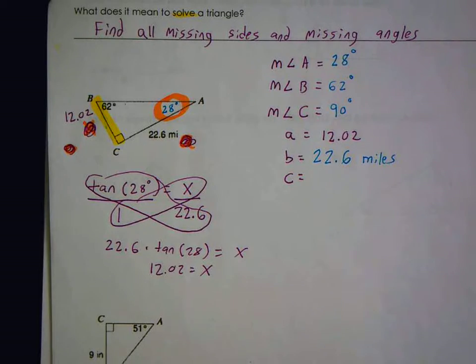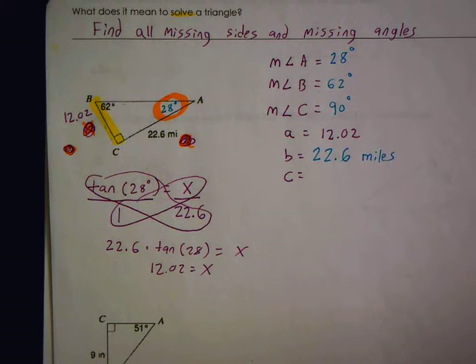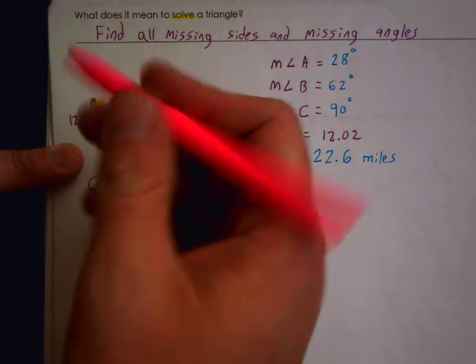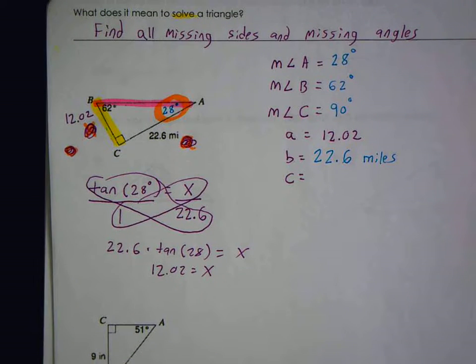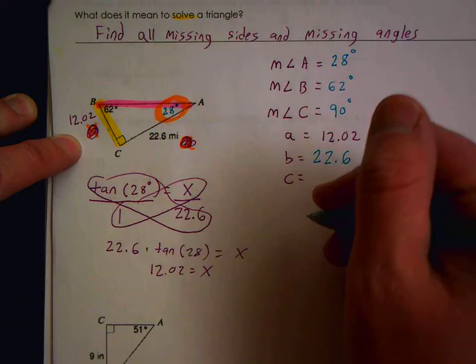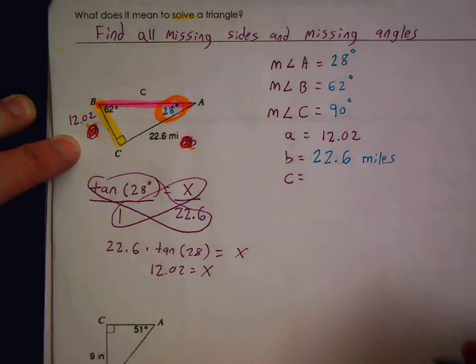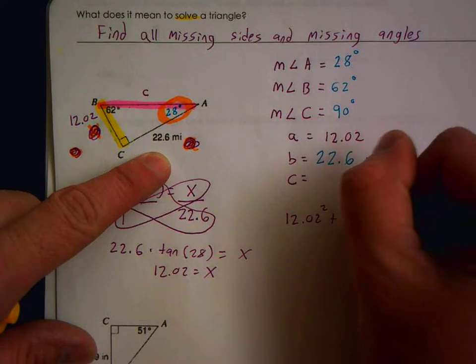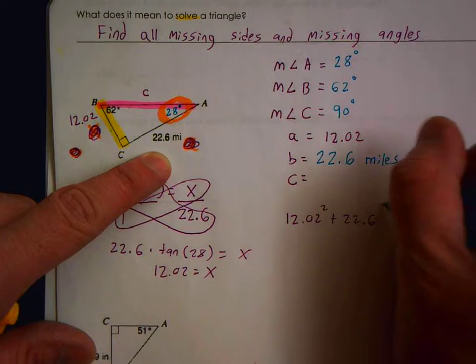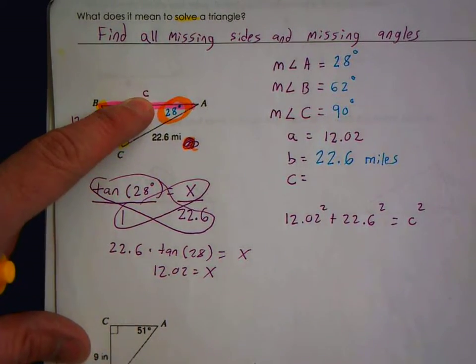And one more thing to find out, and that's little c. You could use SOHCAHTOA, or you could use Pythagorean theorem. Which one do you want to use? Your choice. Pythagorean theorem is probably easiest. So we know that if this is little c, that 12.02 squared plus 22.6 squared equals c squared. Or you could have used SOHCAHTOA.